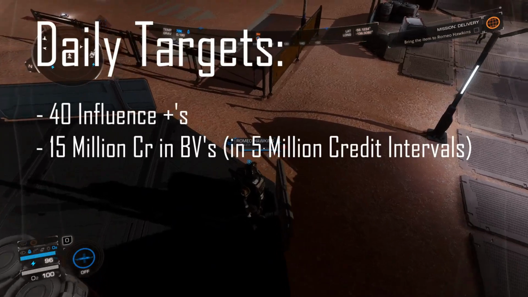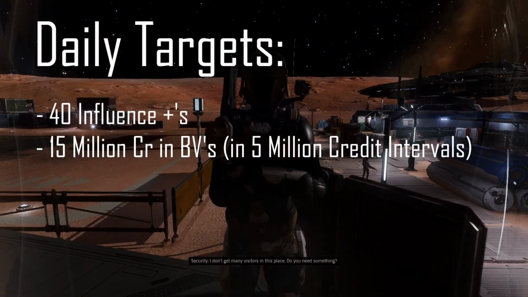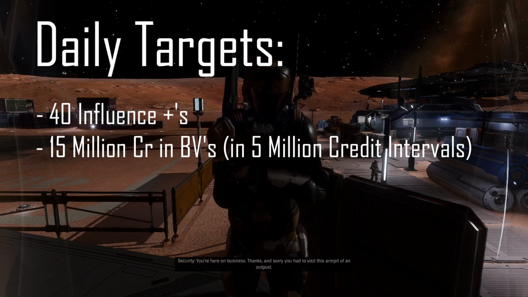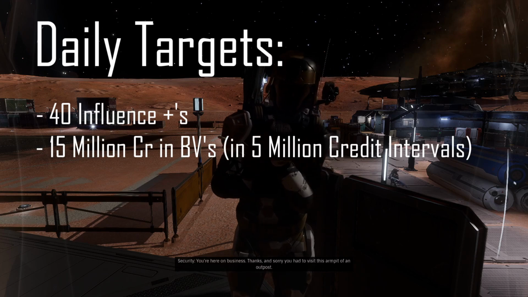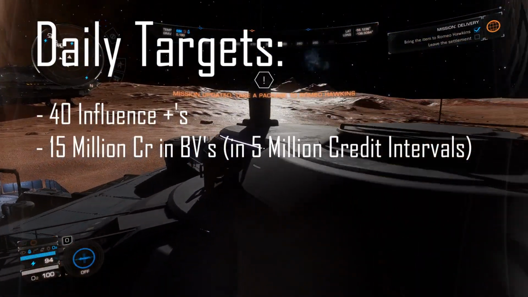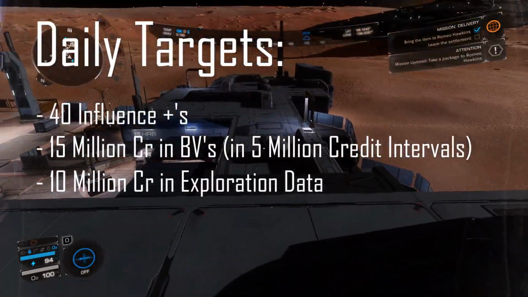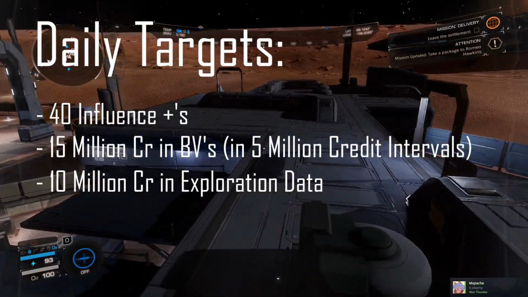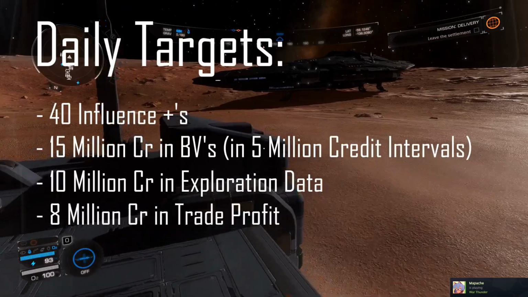So once you turn in 5 million credits worth of bounty vouchers, any more credits on top of that doesn't really add on to the influence that you earn. So you're capped out. Next is exploration data, which must be sold to a station that's owned by the target faction. You want to sell about 10 million of this per day. And then finally is trade profit. Again, you want to do this at a station that's owned by the faction. And this is about 8 million.